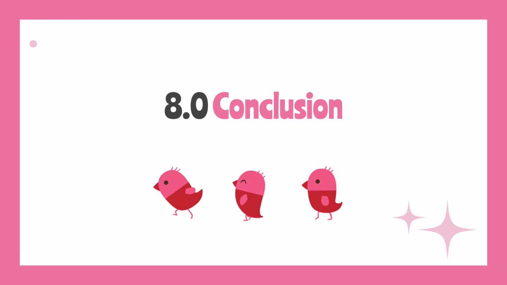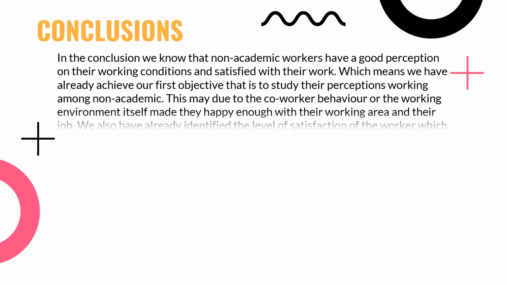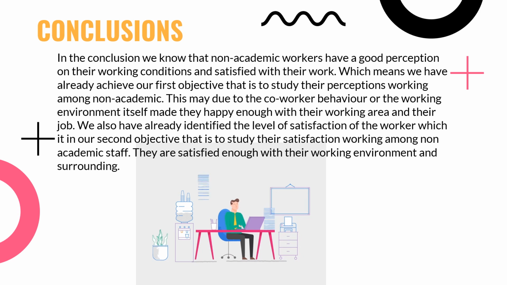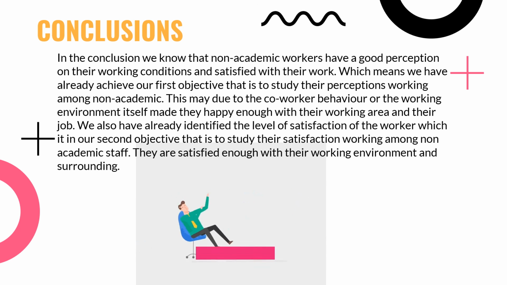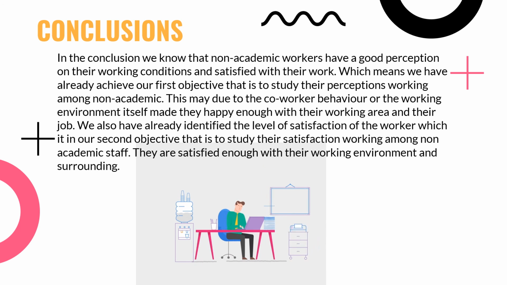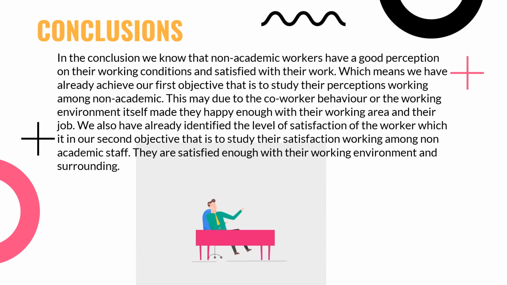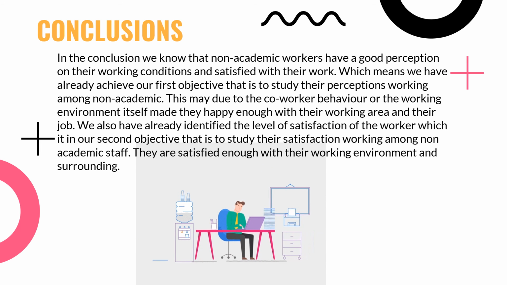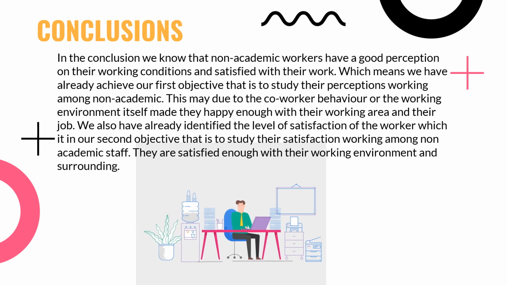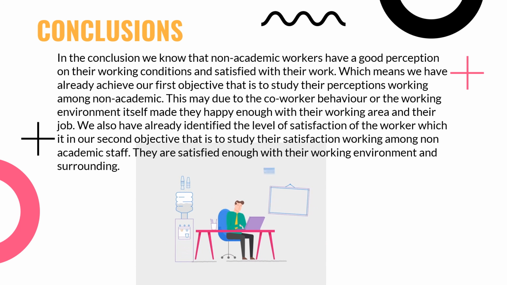Part 8. Conclusion. In the conclusion, we know that non-academic workers have a good perception of their working conditions and are satisfied with their work. Which means we have already achieved our first objective, that is to study their perceptions of working among non-academic staff. This may be due to coworker behavior or the working environment itself that made them happy enough with their working area and their job. We have also already identified the level of satisfaction of the workers, which is our second objective, that is to study their satisfaction with working among non-academic staff. They are satisfied enough with their working environment and surroundings.